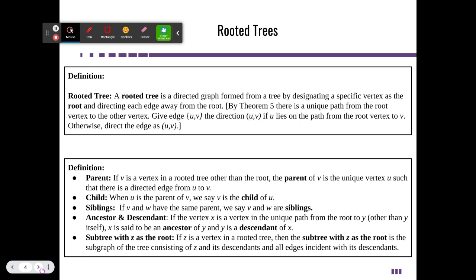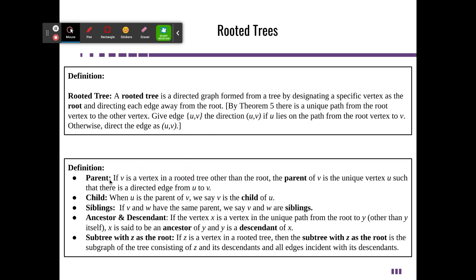According to Theorem 5, there's a unique path from the root to the other vertices. So given the edges u and v, the direction starts at U and goes to V, right here, if U lies in the same path from the root to vertex V, otherwise direct the edge UV, right?